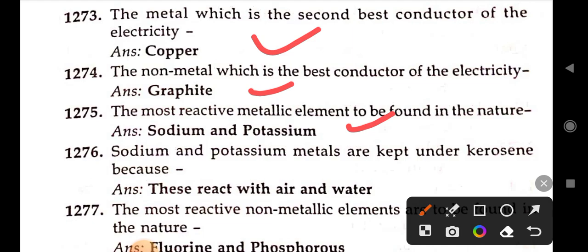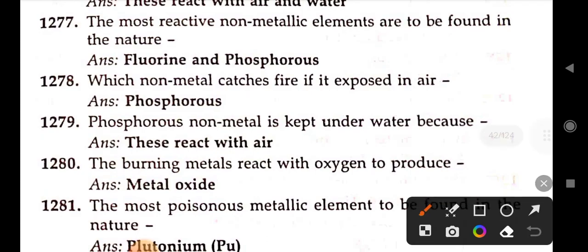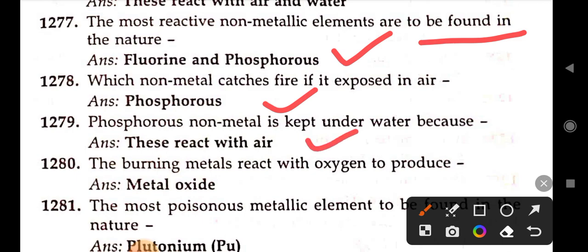Sodium and potassium metals are kept under kerosene because they react with air and water. Next, the most reactive non-metallic elements found in nature, fluorine and phosphorus. Which non-metal catches fire and explodes in air? Phosphorus. Phosphorus non-metal is kept under water because it reacts with air. Burning metals react with oxygen to produce metallic oxide.